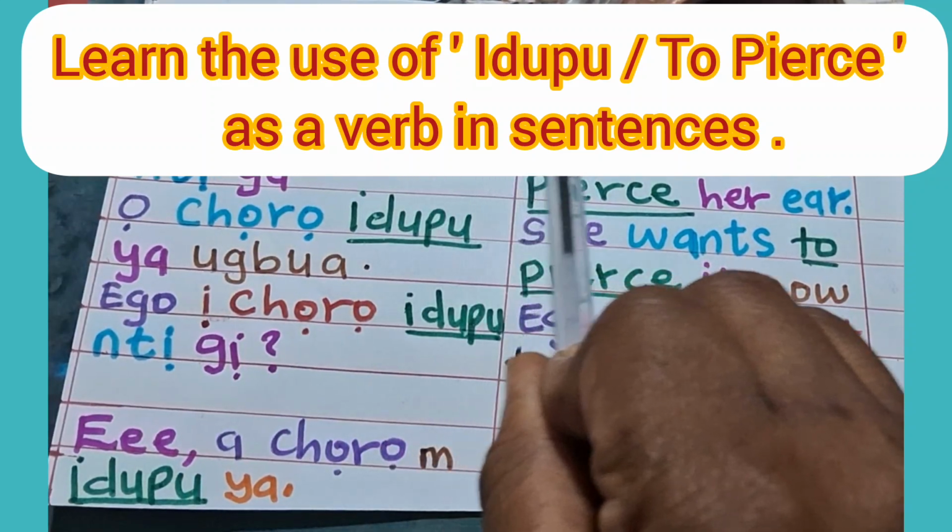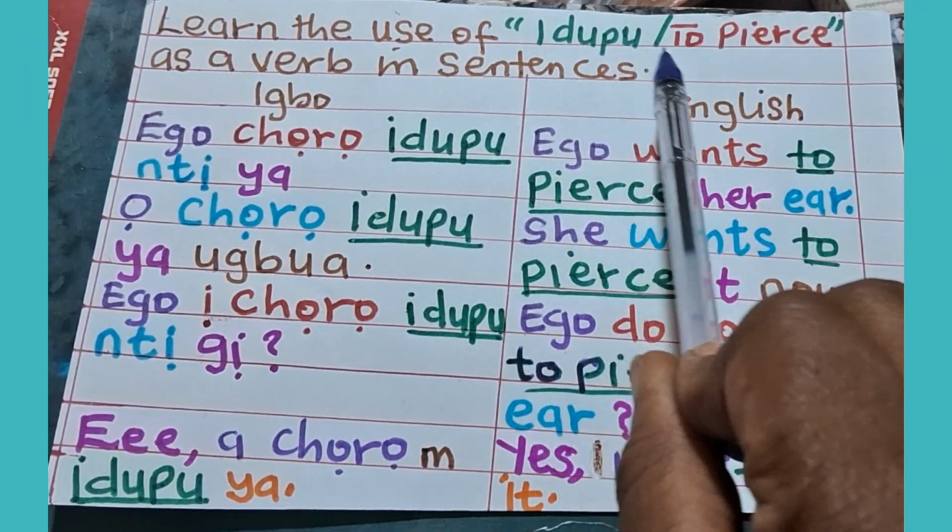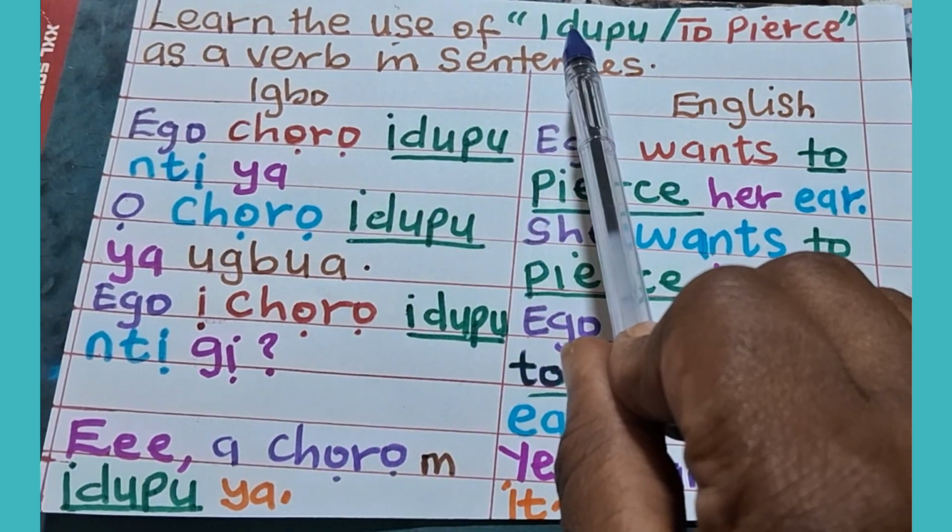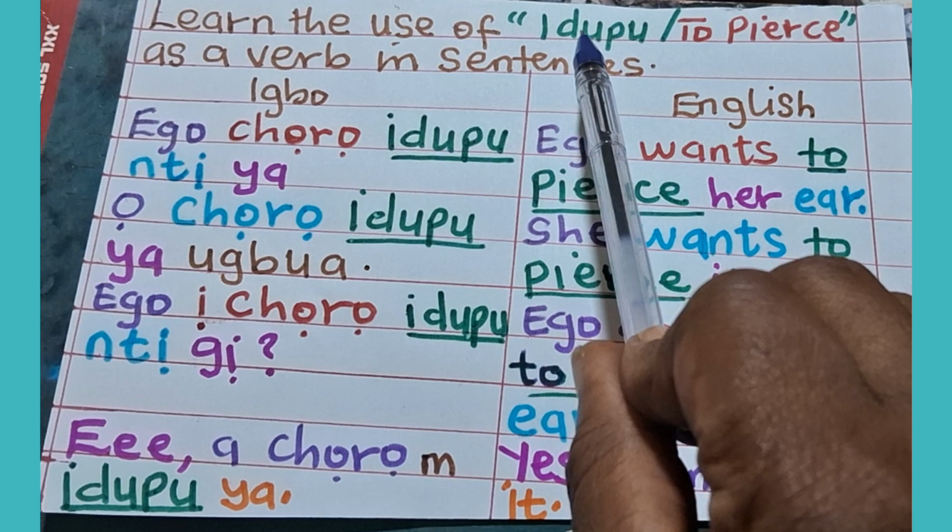Learn the use of Idupu. Idupu means to pierce as a verb in sentences. We are going to use this verb Idupu to make sentences.